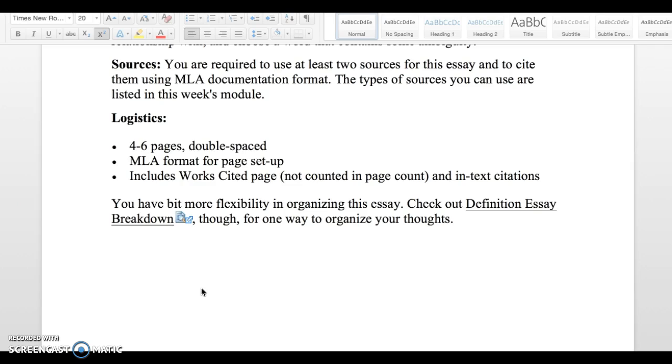In terms of logistics, pretty much the same as it's always been: 4 to 6 pages, double-spaced MLA format, and a works cited page with in-text citations as well. So this one will be a little bit more difficult because I'm not doing it for you this time. So you'll have to use your book and the knowledge that you have to find the citations for the words. You can also check out the definition essay breakdown as a way to kind of organize your thoughts for the essay, but I'm giving you a lot of free rein to choose how you want to organize this. I think it's good that you can sort of listen to your voice and your ideas and follow them through as long as you're meeting the paper requirements.